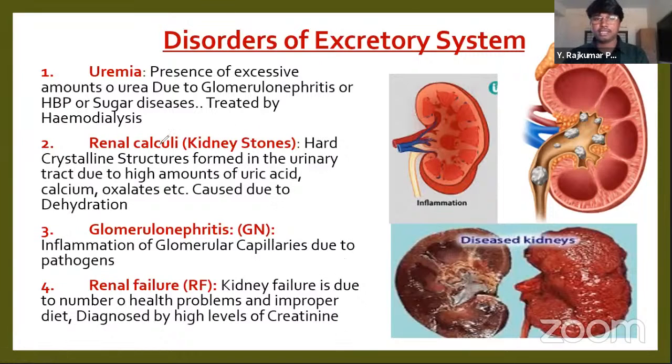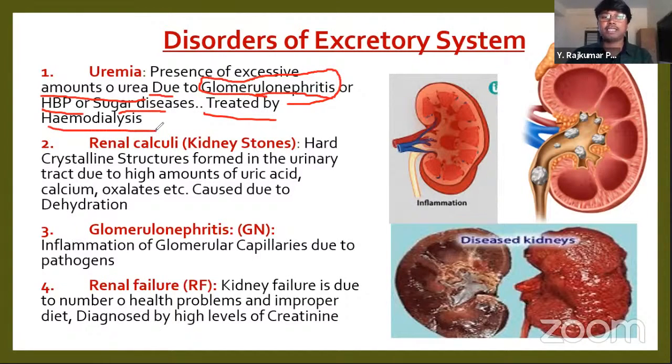Uremia. The first disease is uremia. It is the presence of excessive amounts of urea due to glomerulonephritis or high BP or sugar disease. Excessive urea is found due to nephritis, because of the damage of nephrons, the vessels of the nephron. It is treated by hemodialysis. We will learn about hemodialysis in the further slides.